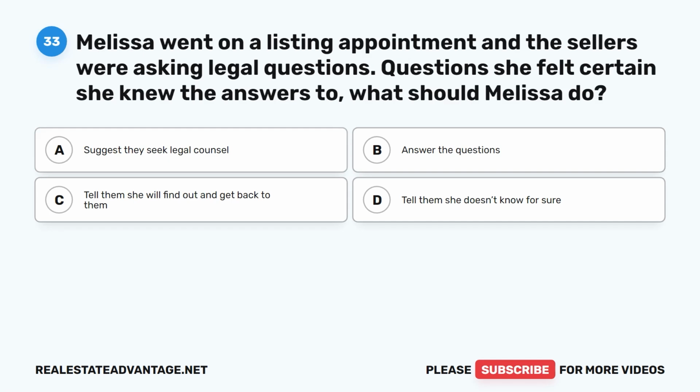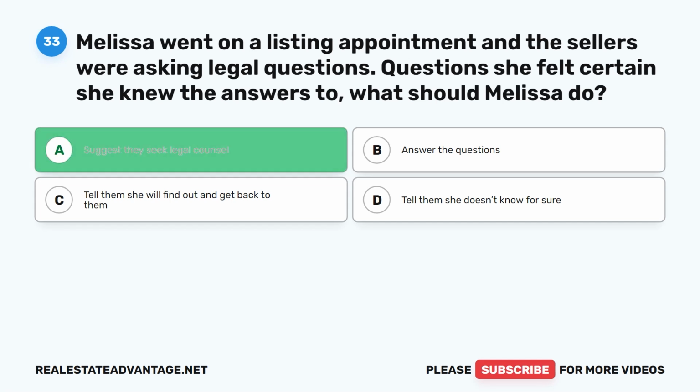Question 33. Melissa went on a listing appointment, and the sellers were asking legal questions. Questions she felt certain she knew the answers to. What should Melissa do? A. Suggest they seek legal counsel. B. Answer the questions. C. Tell them she will find out and get back to them. D. Tell them she doesn't know for sure. The correct answer is A.